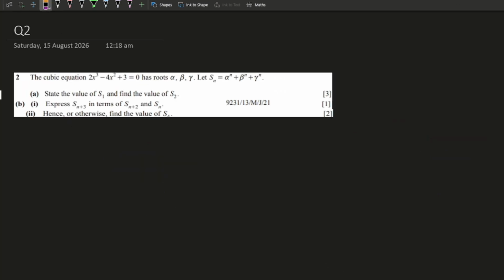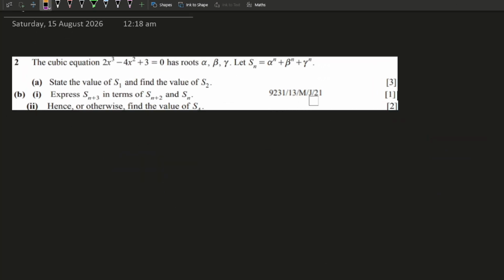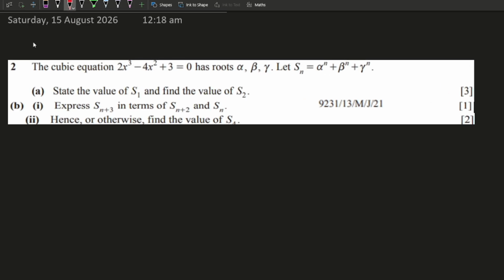Okay, so let's try this question. This is from May/June 2021. So the cubic equation 2x cubed minus 4x squared plus 3, which is equals to 0, has roots alpha, beta, gamma, and Sn notation is equals to this.